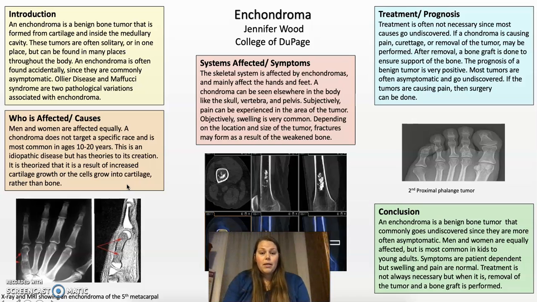Subjectively, or described by the patient, pain is experienced in the area of the tumor, or objectively, swelling is very common as a result of the tumor. Depending on the location and the size of an enchondroma, fractures may form as a result of the weakened bone. Since the tumor sits within the bone, and it's cartilage, it can make the bone weak, causing the fracture.